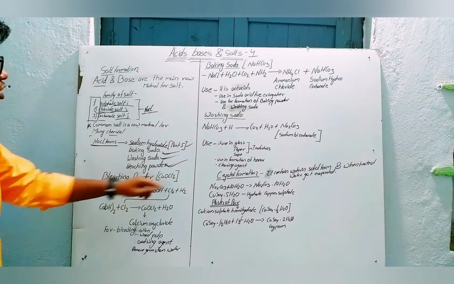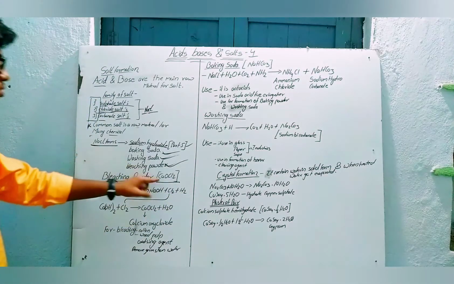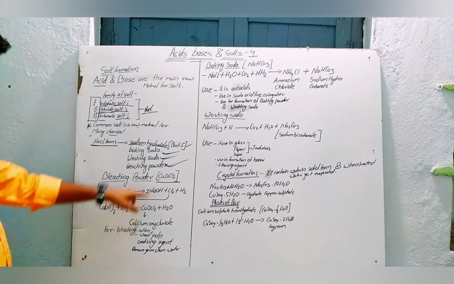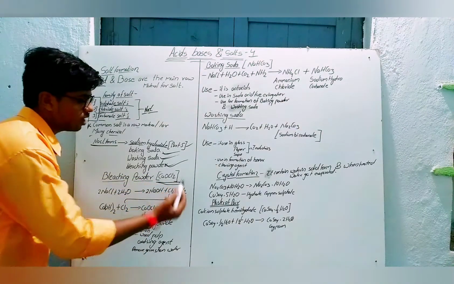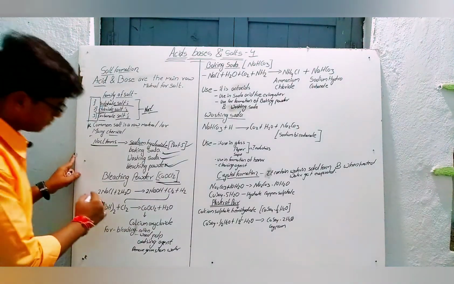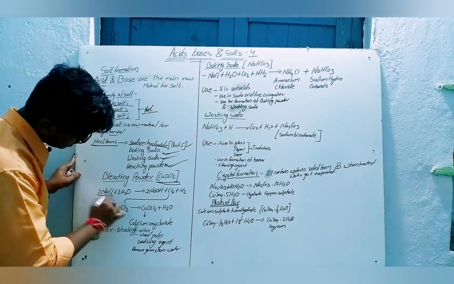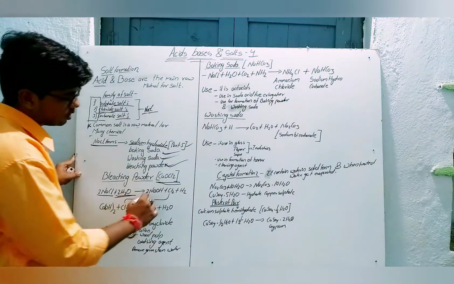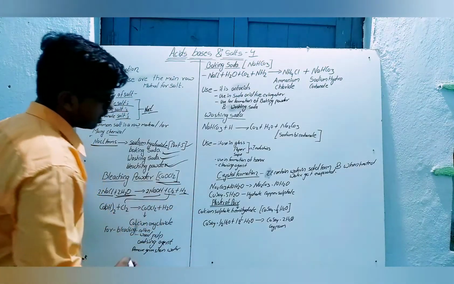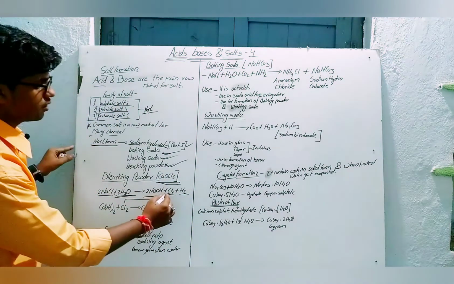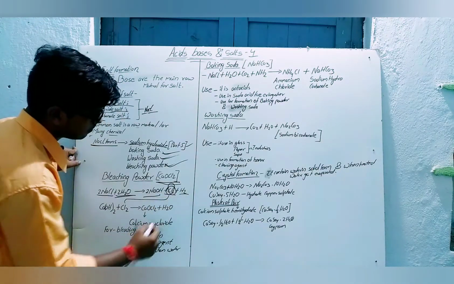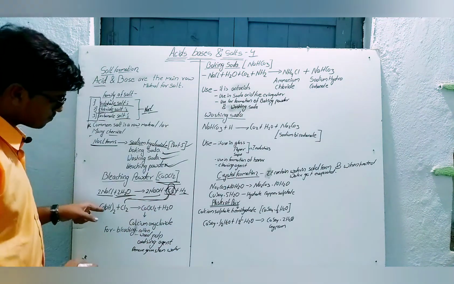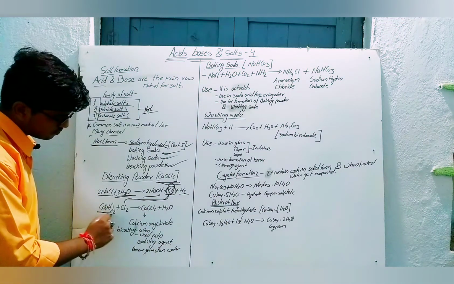What is the chemical formula of bleaching powder? The chemical formula of bleaching powder is calcium oxychloride. See here, we take NaCl and add water. When we react NaCl with water, NaOH plus Cl2 plus H2, these three things form. Of these three things we need only chlorine. We take the chlorine and add it to calcium hydroxide or lime water.